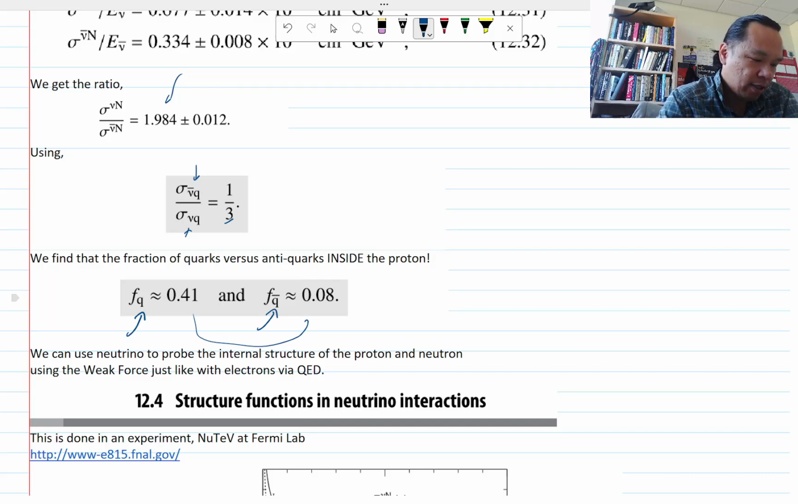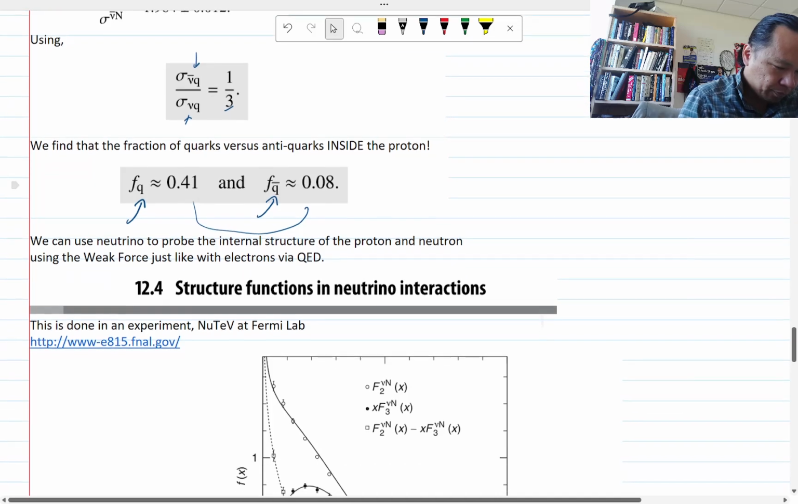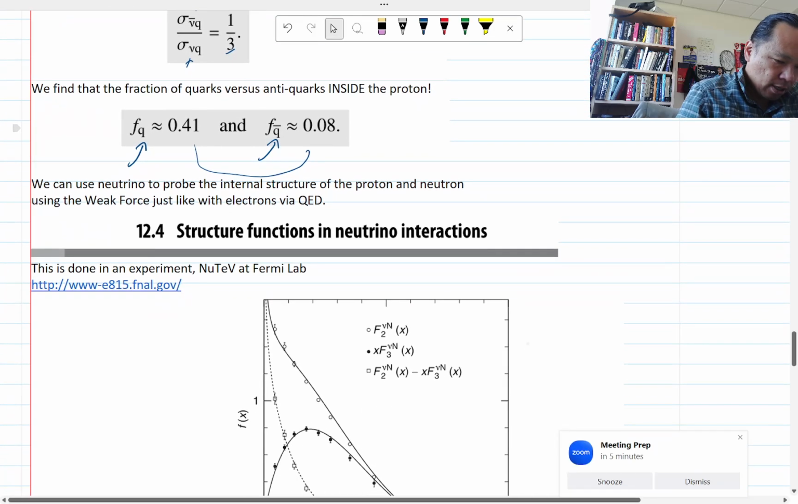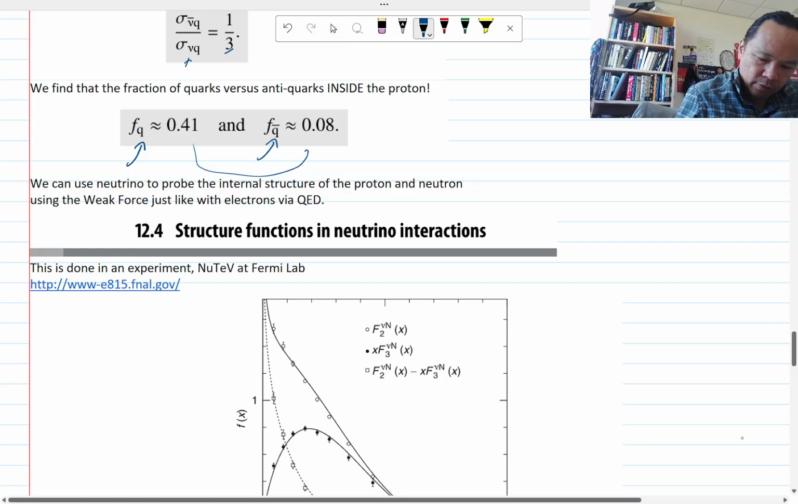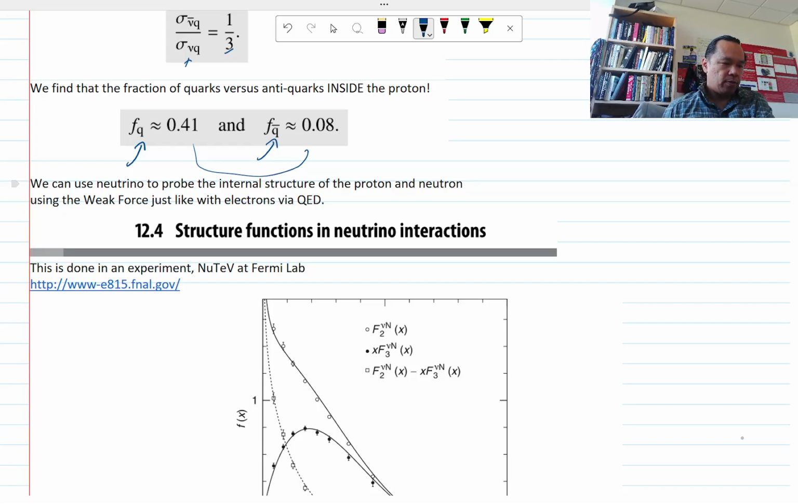So a lot of the momentum or the energy carried by protons and neutrons, in this case a little bit more than half, is actually carried by the gluon itself. So using neutrinos, you can probe the internal structures of protons and neutrons also, through the weak force, just like the electron when you use QED.